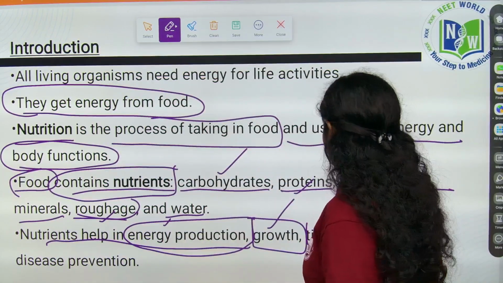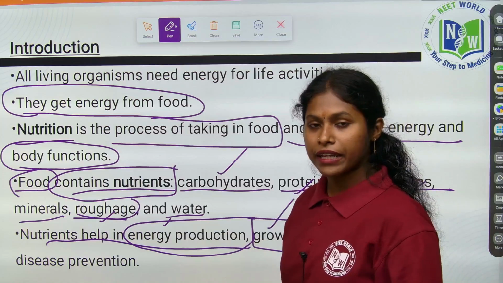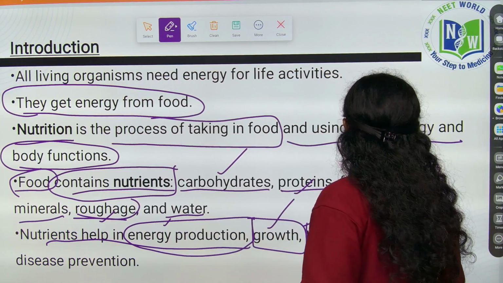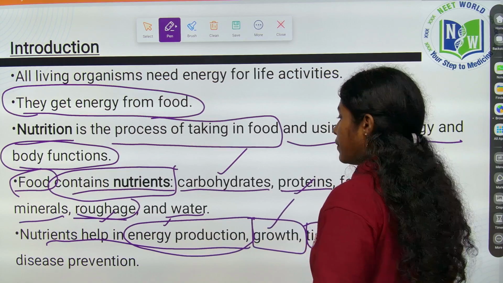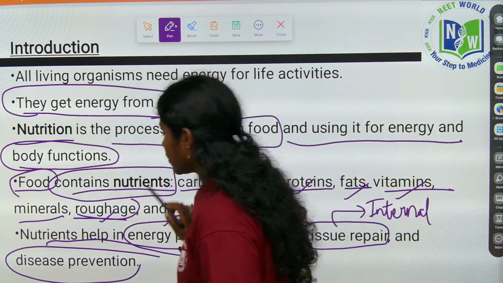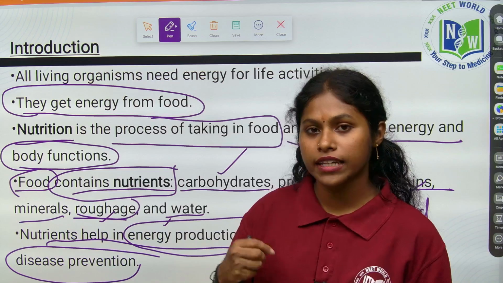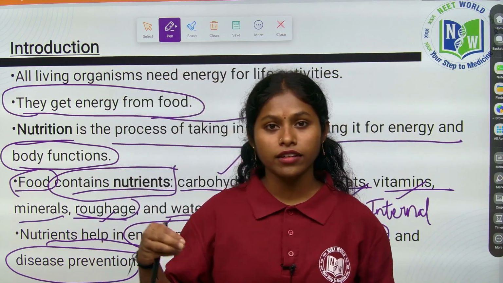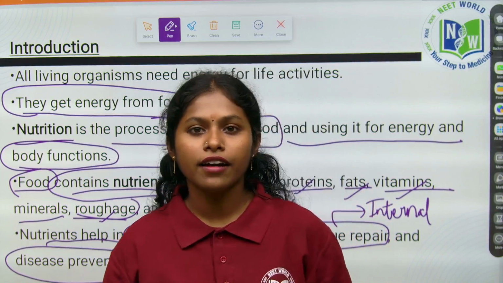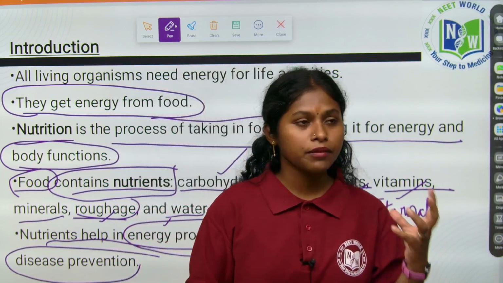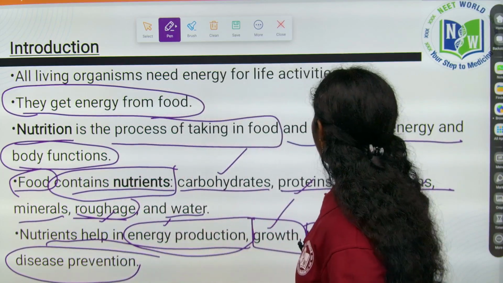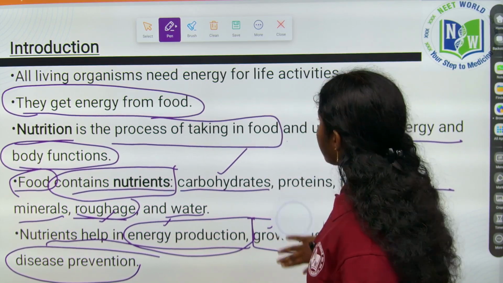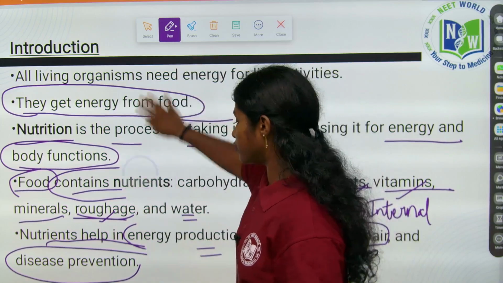Tissue repair. It does not only act externally, it also mainly involves internal activities. And it mainly involves disease prevention also. That is why nutrition is very required. That is why if you eat one apple daily, it keeps the doctor away, right? Because the apple has good nutrients. We get nutrients from various kinds of foods, right?